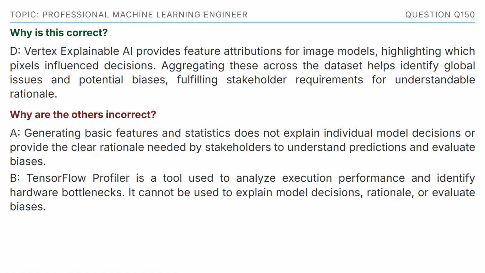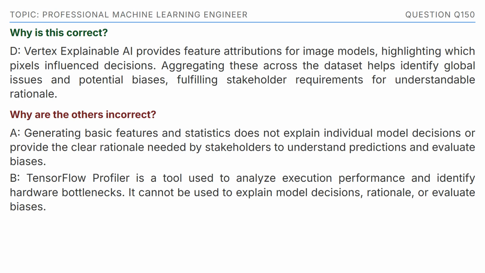Why is this correct? D. Vertex Explainable AI provides feature attributions for image models, highlighting which pixels influenced decisions. Aggregating these across the dataset helps identify global issues and potential biases, fulfilling stakeholder requirements for understandable rationale.